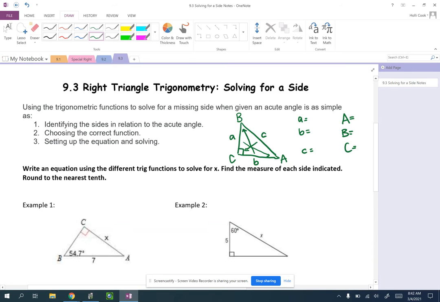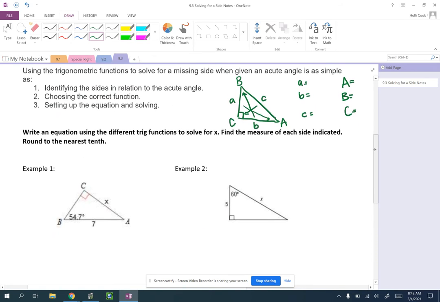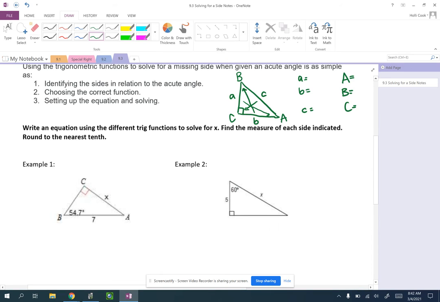Okay, let's do an example. So if we're looking at example 1 here, we're given angle B, and we're asked to find side B, right? That's our x value. And we're given 7, which is our C value. Now if we think about our sides as hypotenuse, opposite, or adjacent, from our angle B right here, our x value is going to be the opposite side, right? It's right across from our angle. And what about C, or 7? That's going to be our hypotenuse.